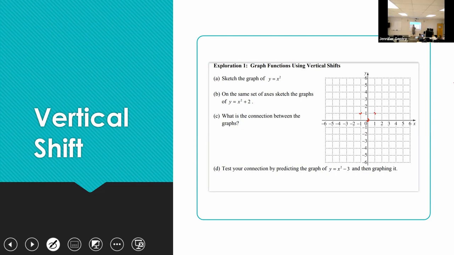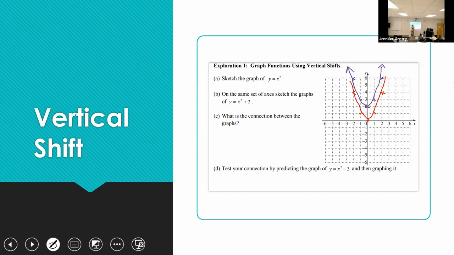Where would it shift that? X squared plus 2. Anybody? Well, if x squared is 0, x squared plus 2 is going to be 2. If I'm at 1, I'm going to be at 3. If I'm at negative 1, I'm going to be at 3. At 2, I'm going to be at 6. So it's going to take that exact same shape and move it up 2.